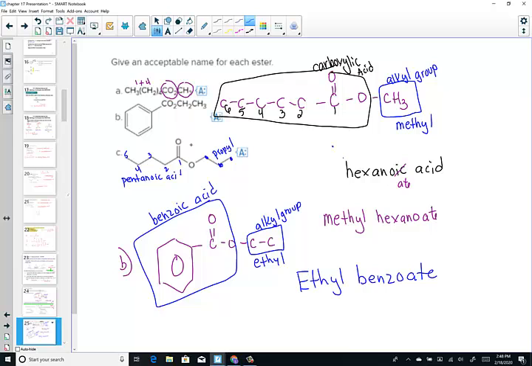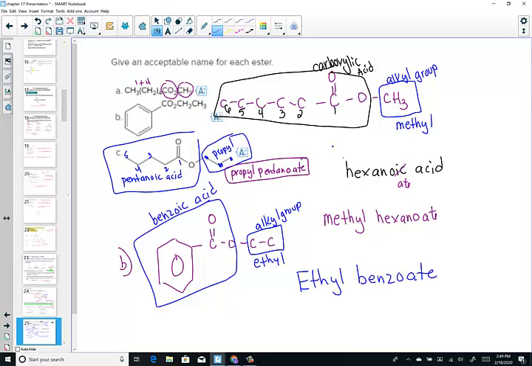Now remember, the original carboxylic acid would be pentanoic. The alkyl group is a 3 carbon chain, so it's propyl. Let's put it together and we would hear it called propyl pentanoate. That's your ester's name, propyl pentanoate.